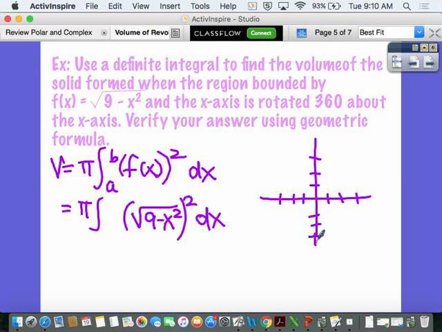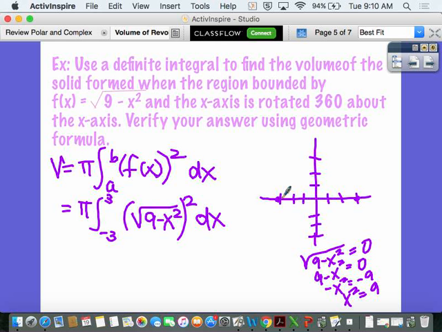We're going to do this one non-calculator. So, how do you figure out where this graph crosses the x-axis? X-intercepts. Find out where it equals 0. So you can plug this in, set this equal to 0. Square both sides. Subtract. So they are what? Positive 3 and negative 3. So we're going from negative 3 to positive 3. So it hits here and here. This graph's going to be helpful for us when we do the part where we verify using the geometric formula.